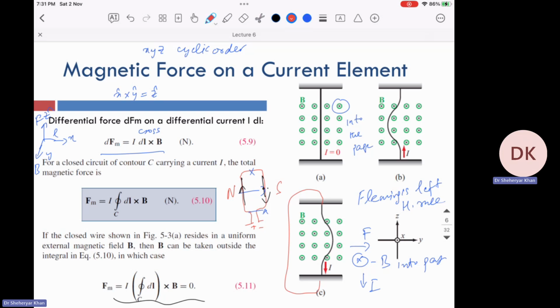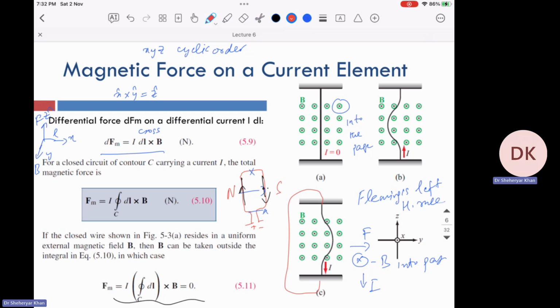Later, I will solve some problems which are very important with respect to the exam, so it's better if you understand this properly. Now, there are three cases here. You will also see these kinds of dots and crosses in this chapter. The cross means into the page, because current and magnetic field are perpendicular and the force is also perpendicular.